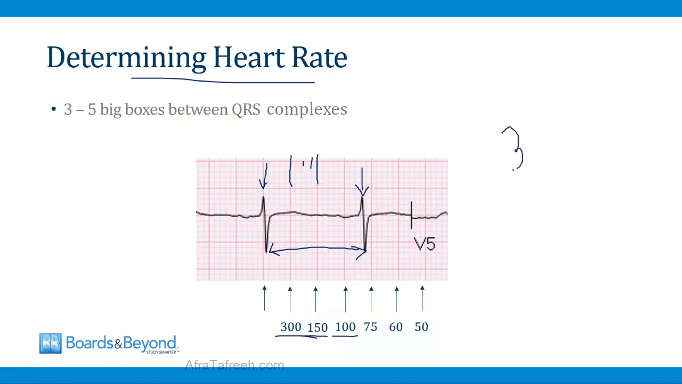Basically what you do is you take the number 300 and you divide it by the number of big boxes between each QRS complex. And for a patient with a normal heart rate, which is between 60 and 100 beats per minute, there should be about 3 to 5 big boxes between the QRS complexes. And in this example on the screen, there are about 4 big boxes between the two QRS complexes, and that corresponds to a heart rate of about 75, which is normal.